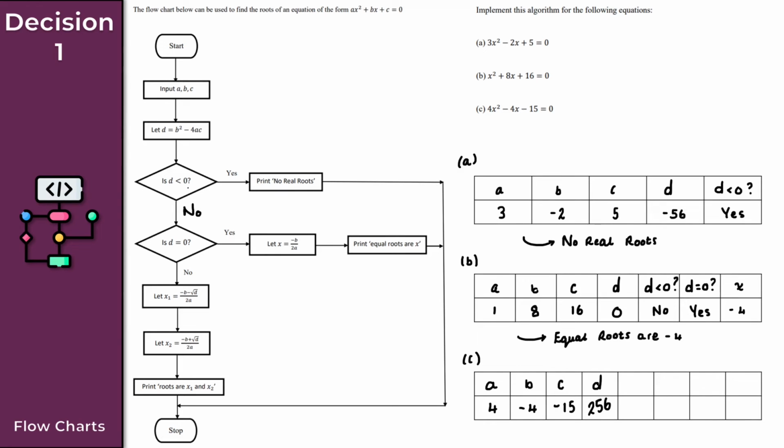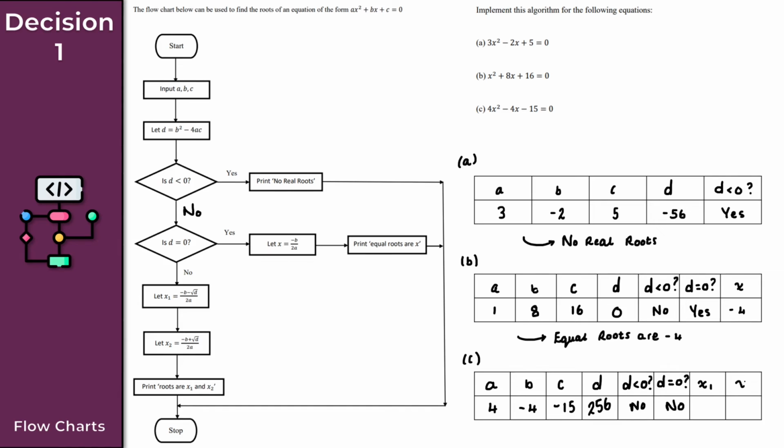We go down here, we've got a decision to make. Is D strictly less than 0? Well, clearly no. So the answer to that is no. We go down, another diamond here, another decision to make. Is D equal to 0? Well, again, clearly no, so we just put no there. We continue down here. So in that case, I let x1 be equal to minus b minus the square root of d all over 2a.